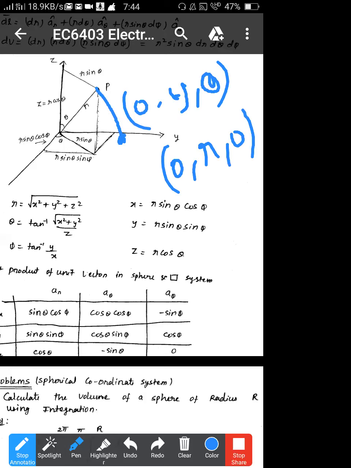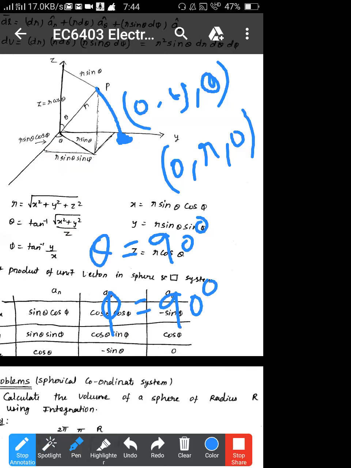Now this is my point. Can anybody tell me what is the theta value of my point? What is the phi value of my point? Theta value of my point is 90 degree, because it is 90 degree from the z axis, and phi value is also 90 degree because this is 90 degree from the xz plane. So both are 90 degree.